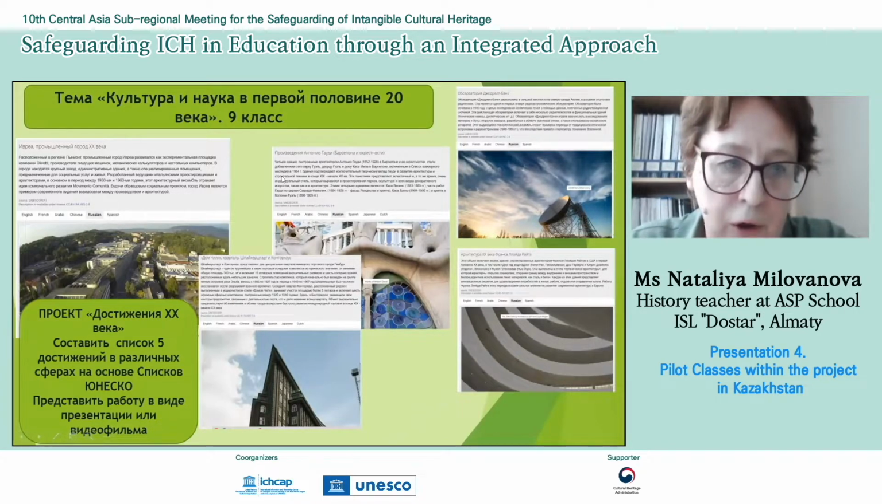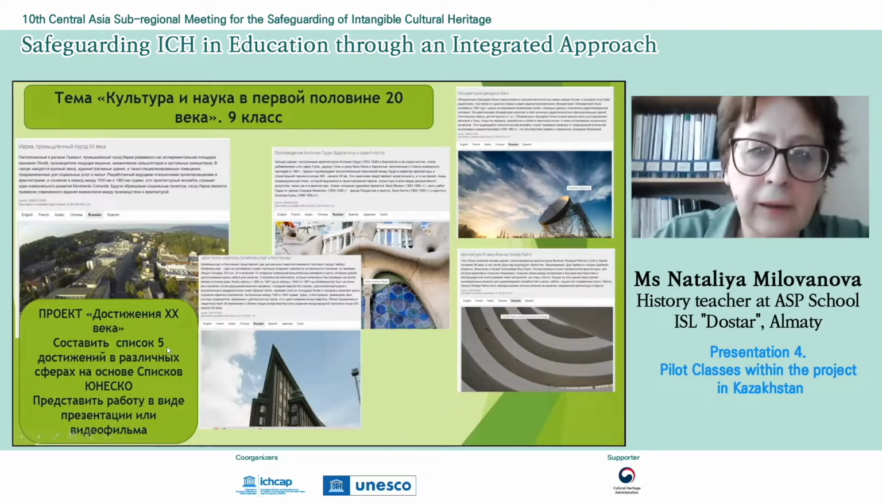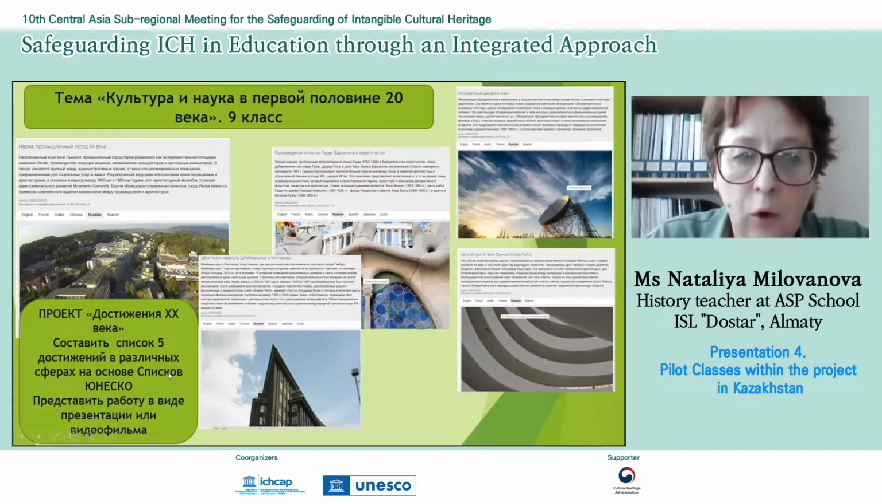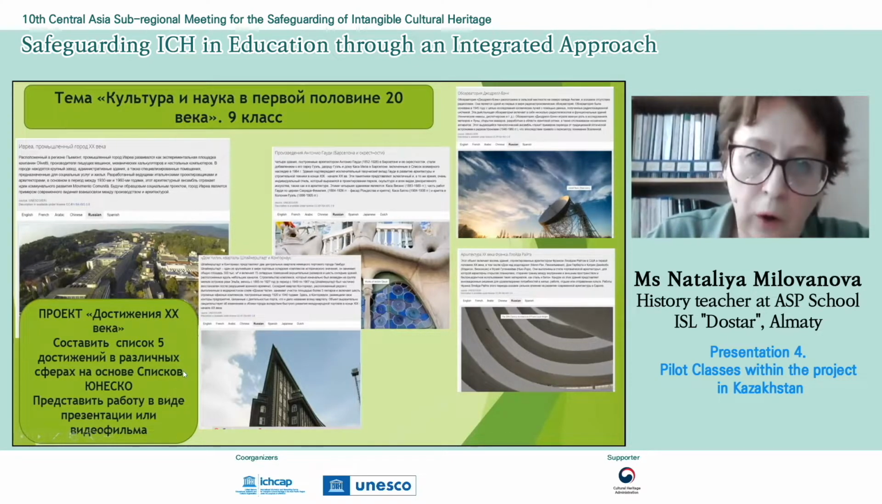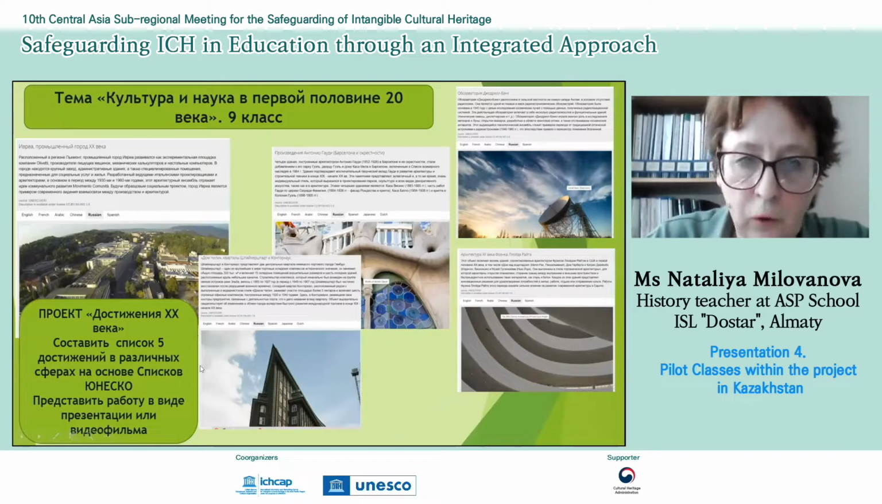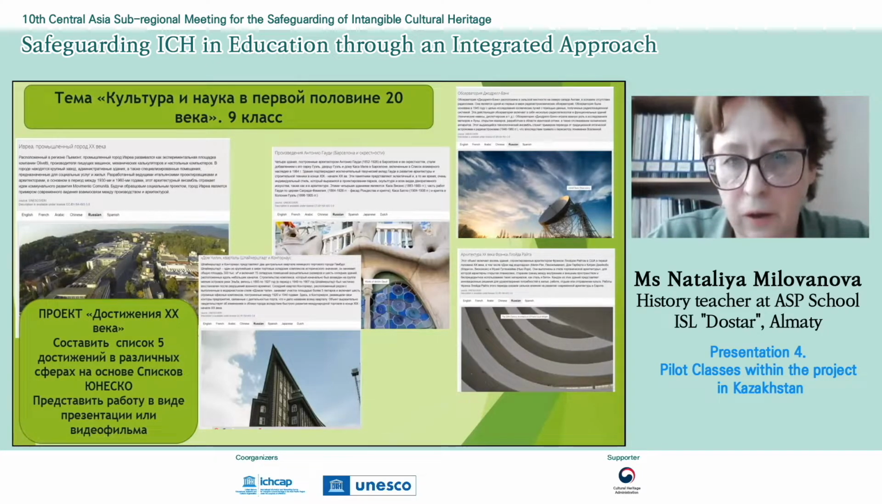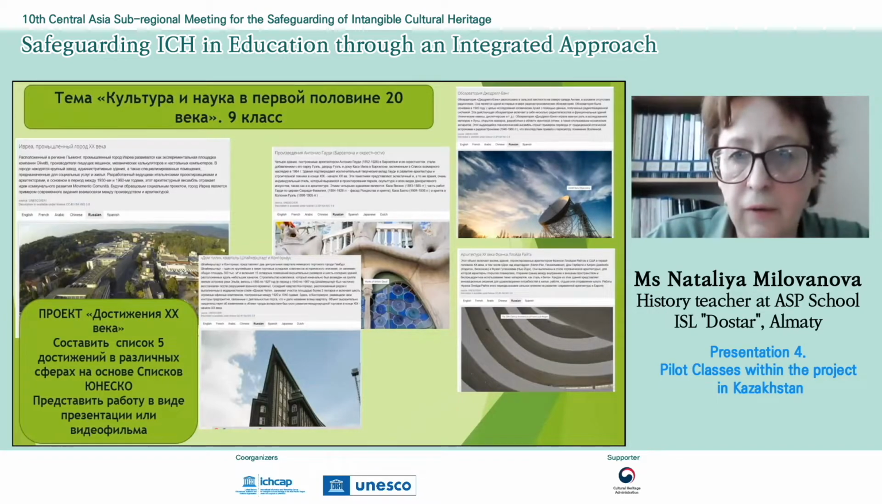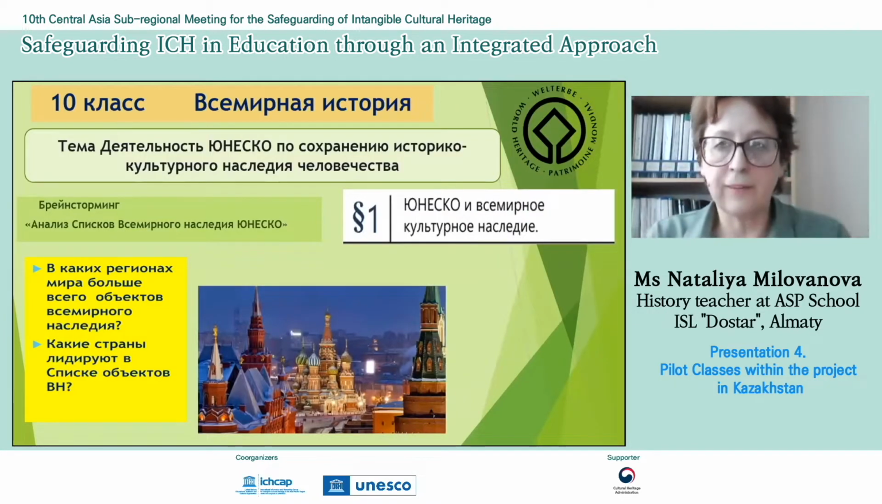Culture and science in the first half of the 20th century, also grade 9, the continuation of this previous project, coming up with a list of the 5 key achievements in different areas based on the UNESCO listings, not just cultural and heritage sites, but also technical achievements, historical facilities, and make a video as a presentation.